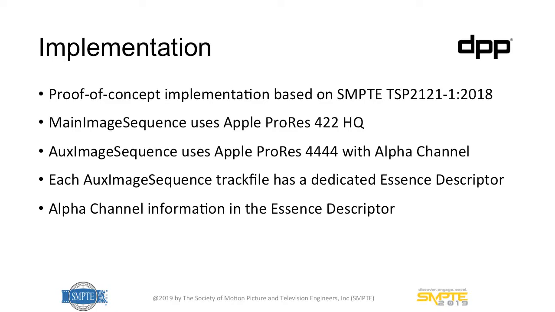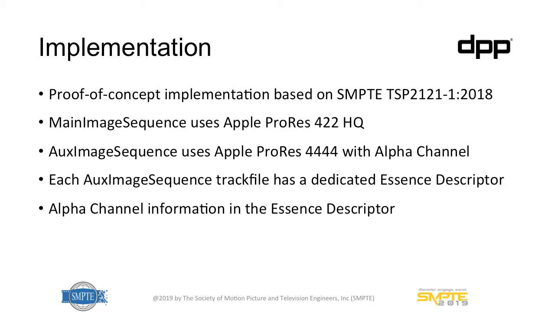So already here we can see that we have a bit of a difference between the main image sequence and the auxiliary image sequence in terms of codecs, and that's fine. It doesn't cause any problem. Well, we can discuss that later if you are interested in the details. The auxiliary image sequence track files, and probably I should have added an S here for the plural, each track file has its own essence descriptor, and the difference with the regular image sequence is that the essence descriptor contains information about the alpha channel.